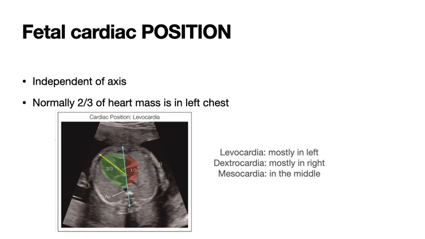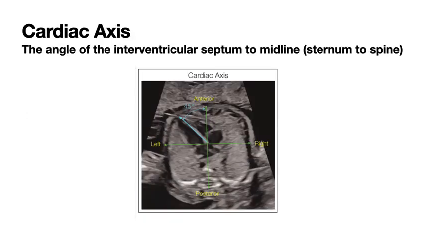So normally the heart kind of sits in the middle, at least where the crux of the heart is, but 2/3 of the heart mass is in the left chest. Levocardia is when the heart is mostly in the left, and that's what's normal. So levocardia, levo meaning left, that's normal. That's where the heart is, mostly in the left chest. Dextrocardia is where it's mostly in the right, and mesocardia is where it's dead set in the middle.